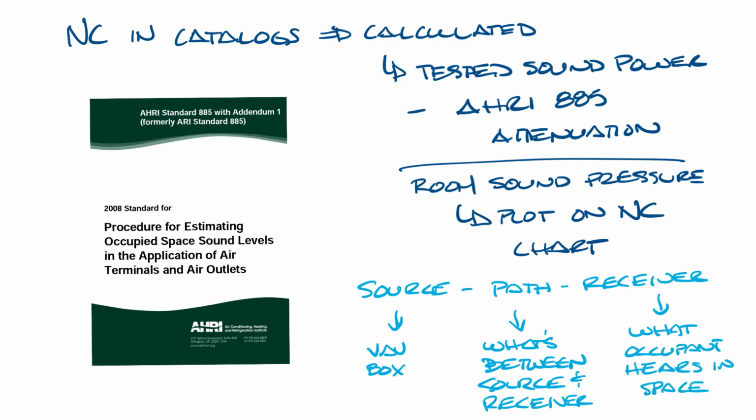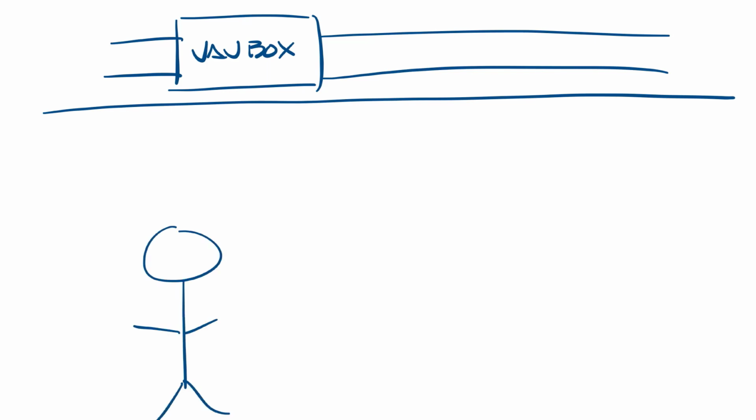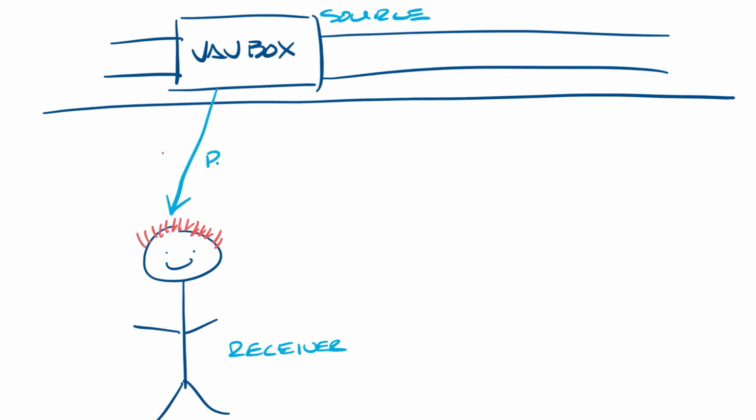So let's look at a VAV box over a ceiling. Let's draw this in real quick. You've got ductwork coming in, VAV box, ductwork going out, and your ceiling. So let's draw a person standing in this space. The VAV box is our source. The person is the receiver. And between the source and the receiver is the path. In this case, it's the radiated sound path. And really the only thing in the radiated sound path is the ceiling.